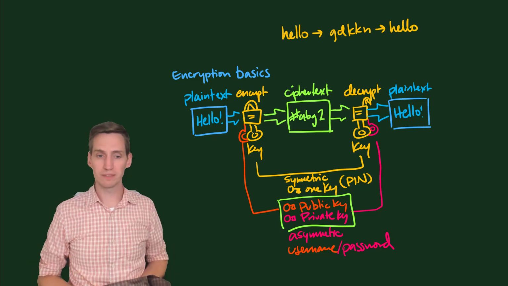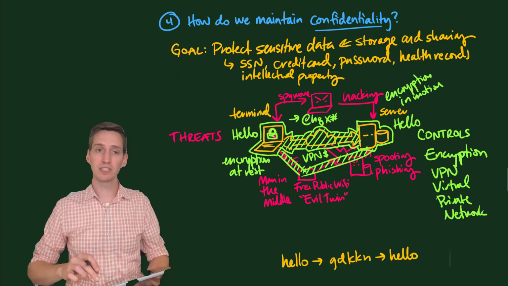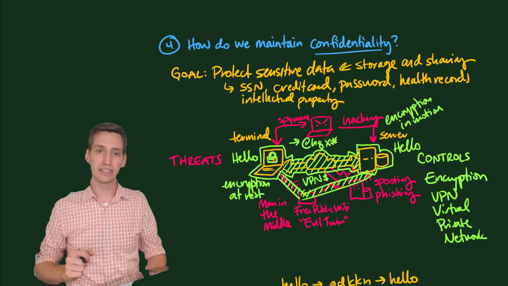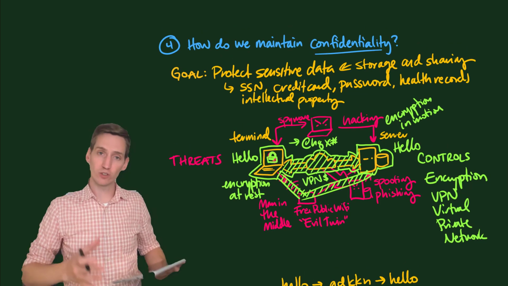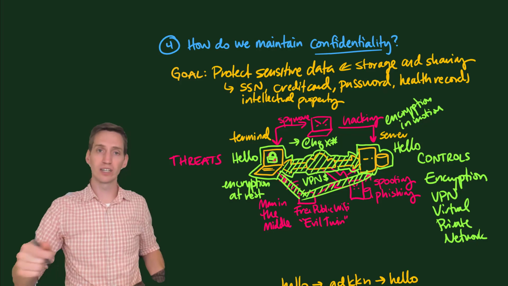So that's encryption for us. This is once again how encryption can help us maintain data confidentiality and keep sensitive information safe when it's stored on a device or when it's transferring across the internet.